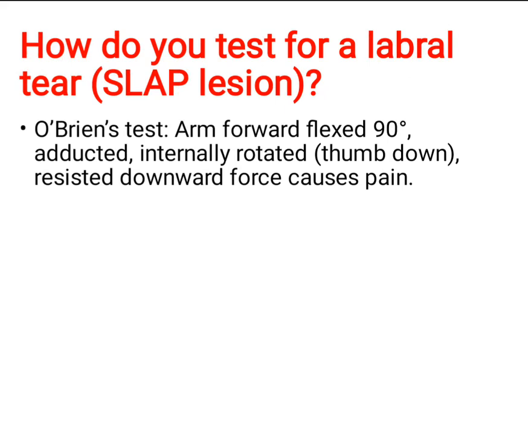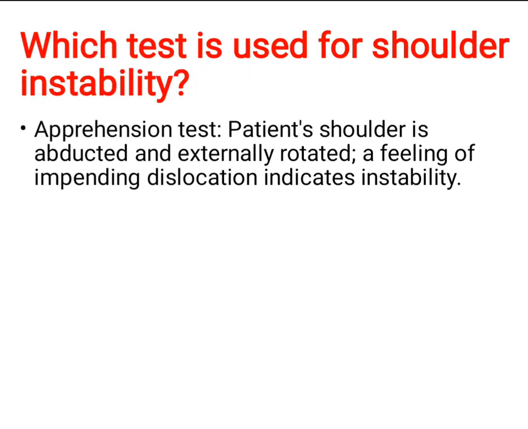Special tests and physical exam. 17. How do you test for a labral tear? O'Brien's test: arm forward flexed 90 degrees, adducted, internally rotated with the thumb down, resisted downward force causes pain. 18. Which test is used for shoulder instability? Apprehension test: patient's shoulder is abducted and externally rotated, a feeling of impending dislocation indicates instability.